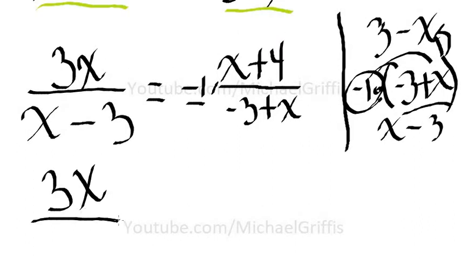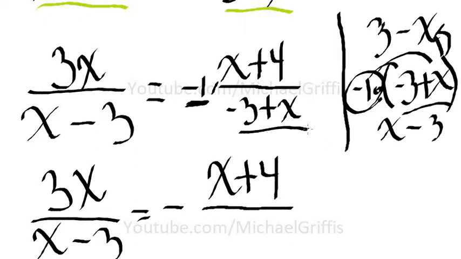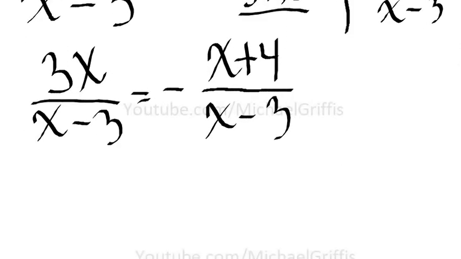3x over x minus 3 is equal to negative. Now I'm not going to write this -1, I'm just going to write a negative. x plus 4 over, and I'm going to rewrite this as x minus 3. You see that now? So you see both denominators on both sides are now equal. All right.